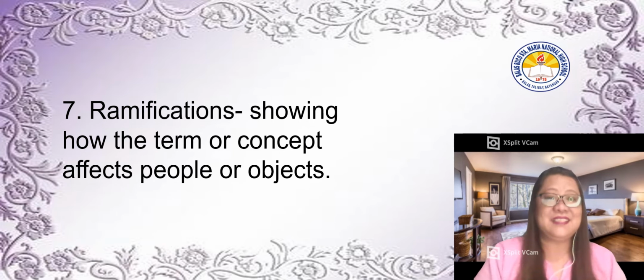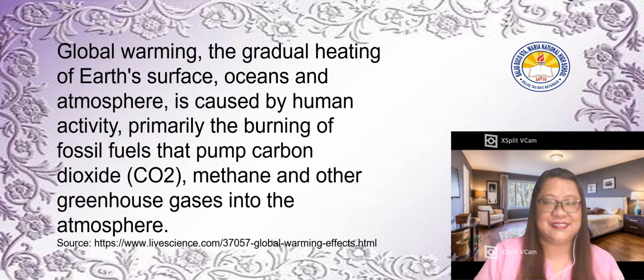Number 7 is ramifications. This can be done by showing how the term or concept affects people or objects. For example, global warming, the gradual heating of Earth's surface, oceans, and atmosphere is caused by human activity. Primarily, the burning of fossil fuels that pump carbon dioxide, methane, and other greenhouse gases into the atmosphere.